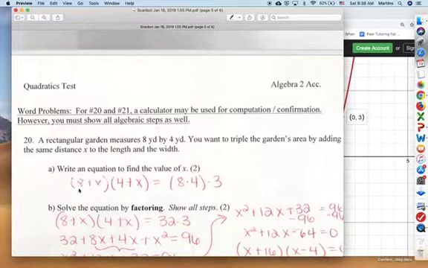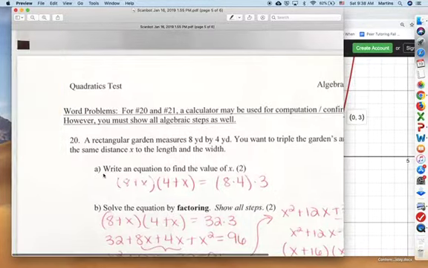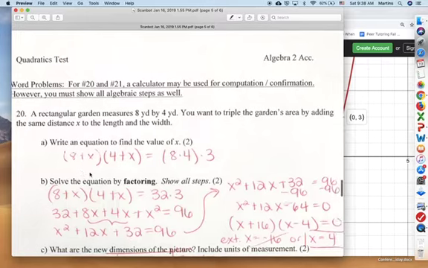Well, the length is going to be 8 plus whatever x is, and the width is going to be 4 plus whatever x is, and the total area is going to be the current area, which is 8 times 4, but 3 times bigger because we're tripling it. So that's how we set this equation up. Now it says solve the equation by factoring and show all steps.